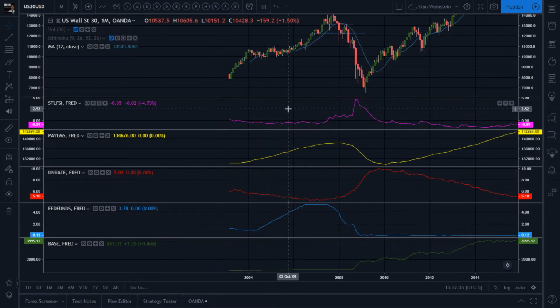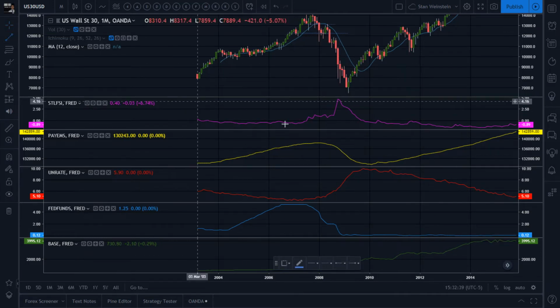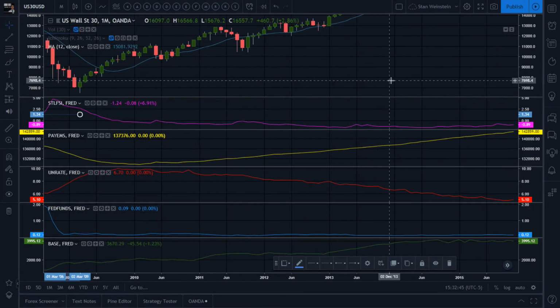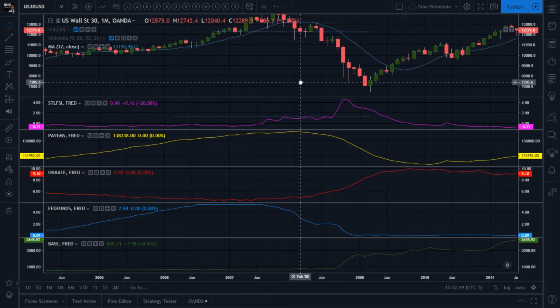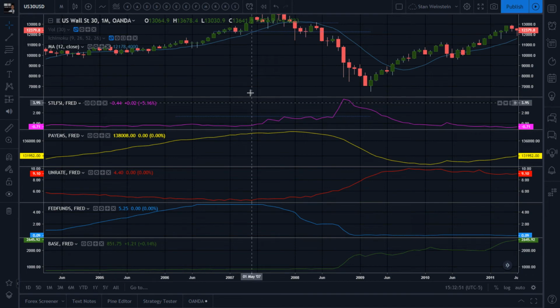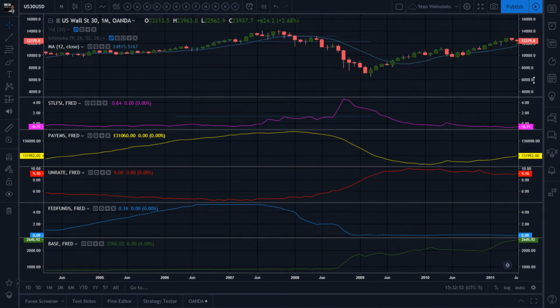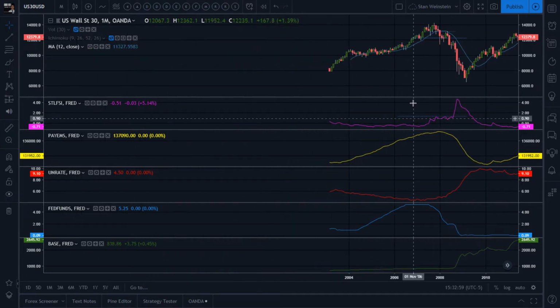So how was the stress index behaving back then, 2008? Zoom, zoom, zoom, zoom. Right here, we had a plateau. Let me contract that. Okay, that's a little bit better.